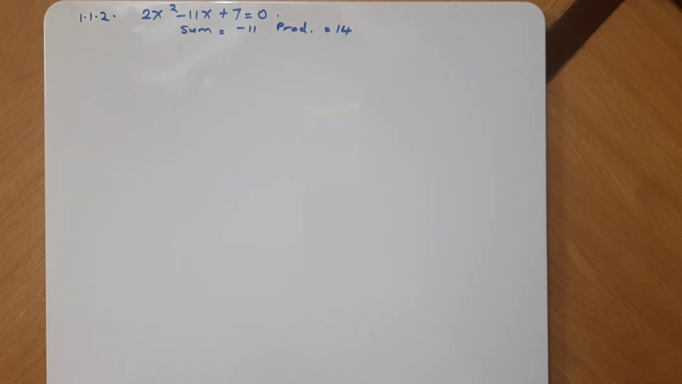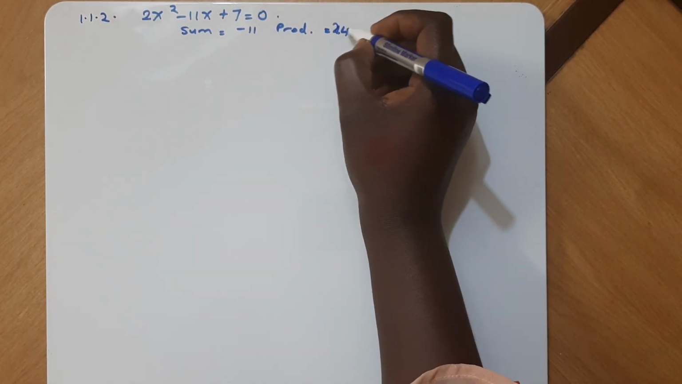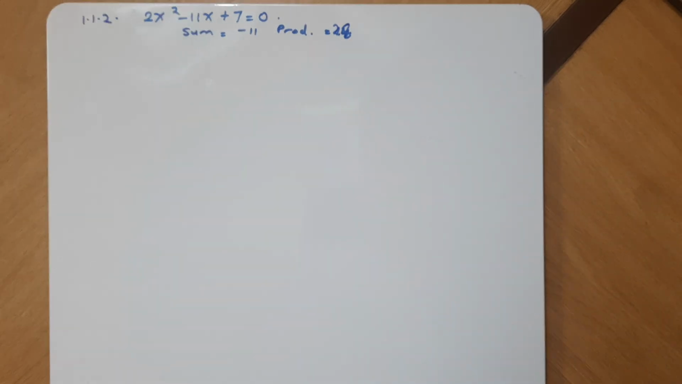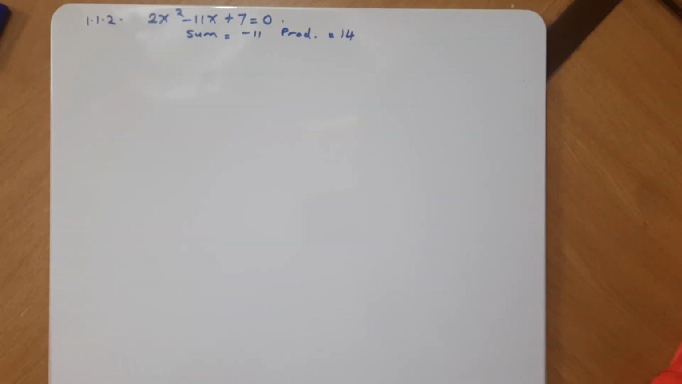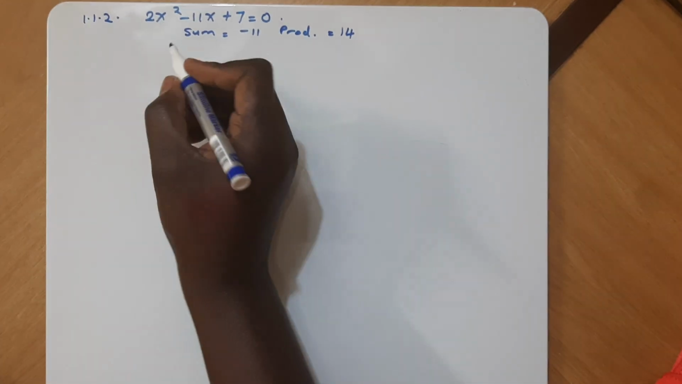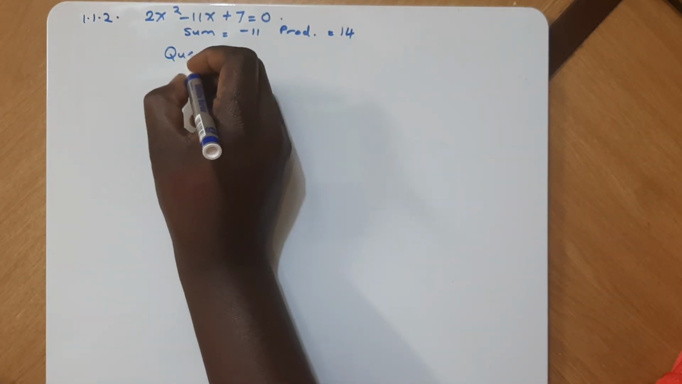So it's still in the March 2015 paper. We have this equation here, quadratic to solve. But as we can see, we cannot find values with a sum of minus 11. So for this equation, you can see that there are no factors. We don't have factors. So we just use the quadratic formula.